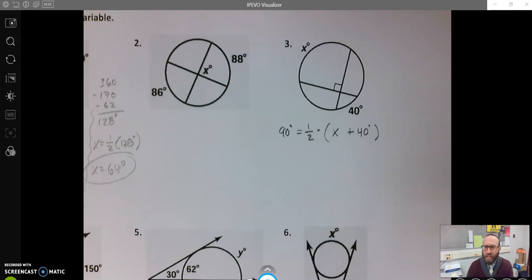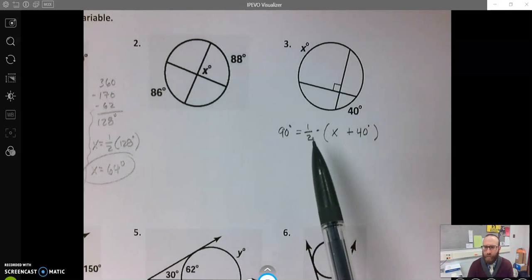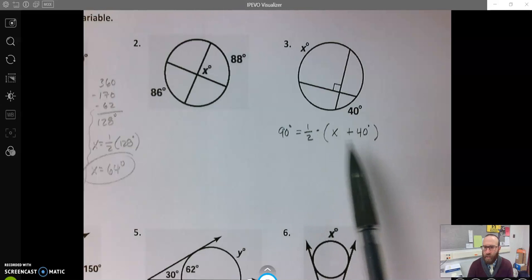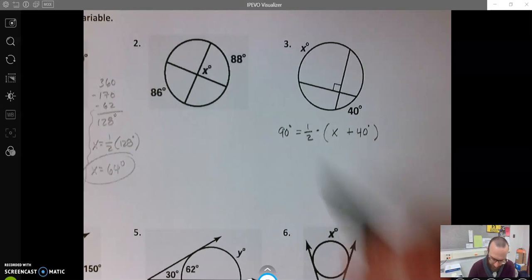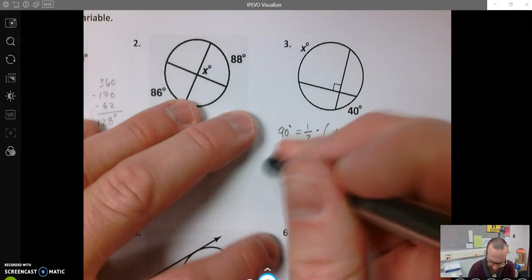And so it doesn't matter that the variable's in a different place. That's what I really want to stress to you, as long as you know the rule. The interior angle is equal to half of the sum of the intercepted arcs.